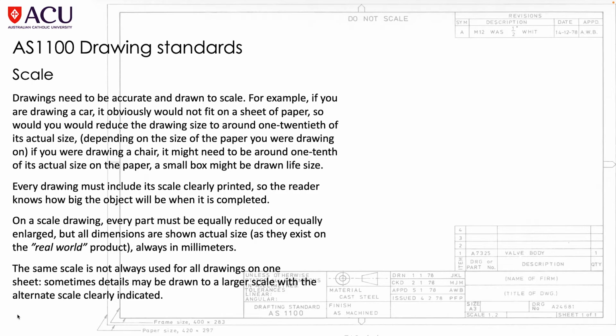Now, every drawing must include its scale clearly printed so the reader knows how big the object will be when it is completed. On a scale drawing, every part must be equally reduced or equally enlarged, but all dimensions are shown in actual size, as they exist on the real-world product, and always in millimetres.